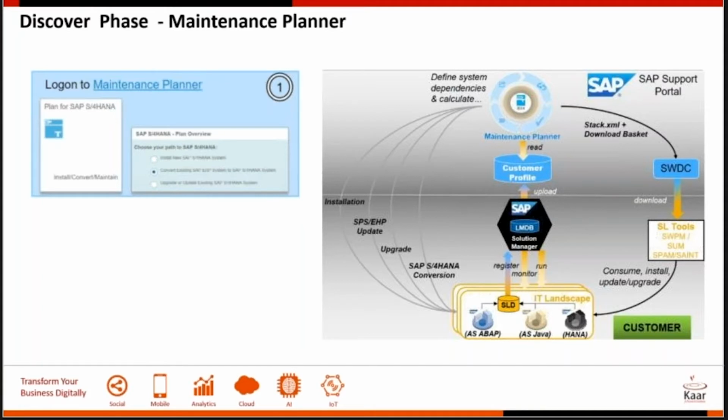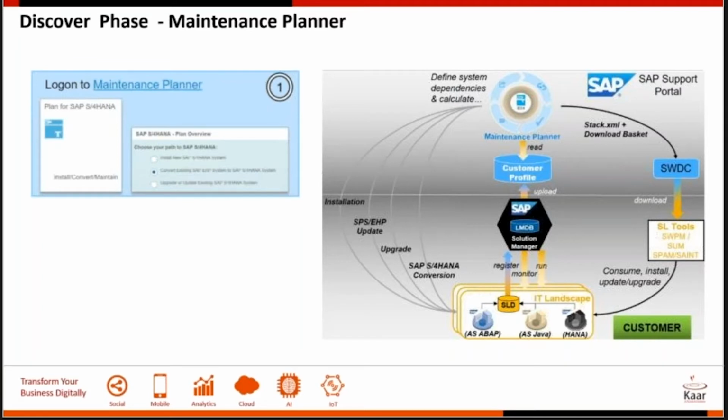So whenever you have to do an install or an upgrade, you always reach out to the maintenance planner. And now with the maintenance planner available on the SAP portal, you have options where you say, okay, this is a conversion. I'm going from ECC, EHP XX to wherever, to the S4 HANA 1709 system. And then you give your system details.